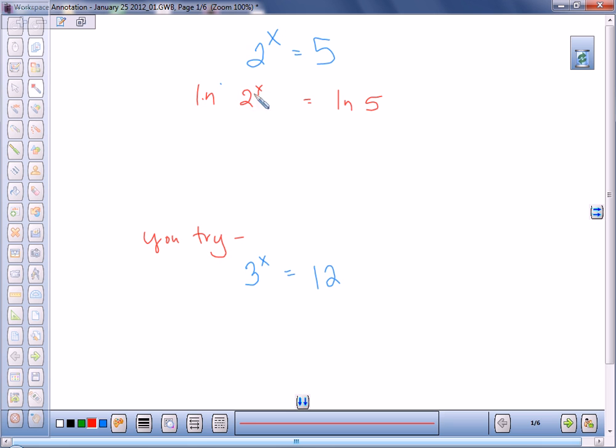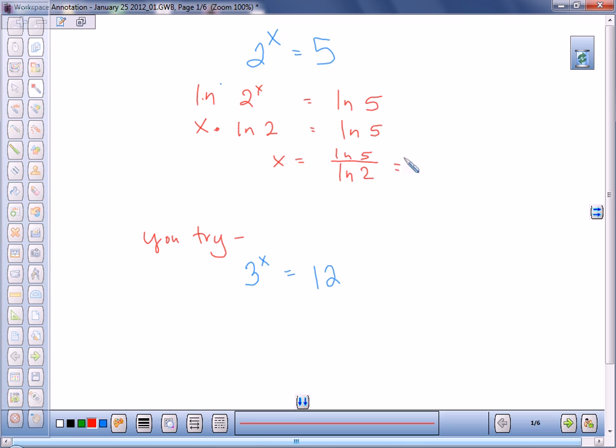Well, what can I do with the x now? If we were expanding it, what would you do with the x? Yeah, we could pull it out in front and multiply by it. So now, can we solve for the x? Yeah. X equals natural log of 5 divided by natural log of 2.